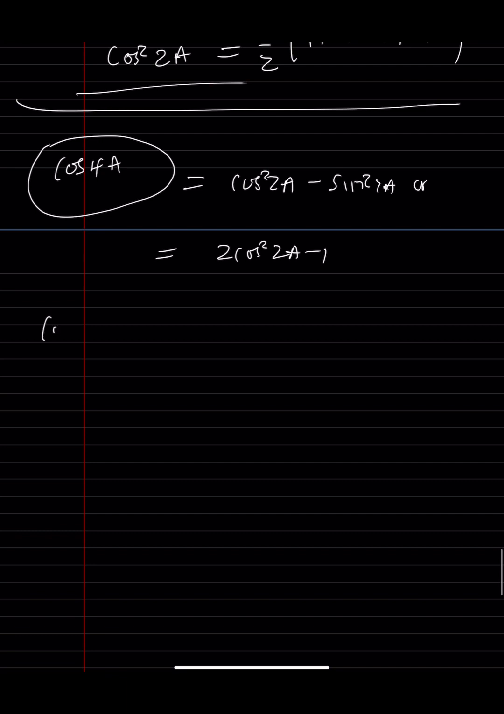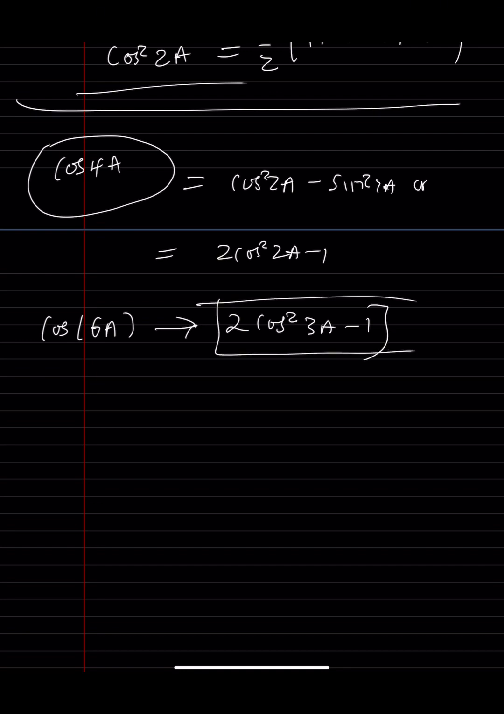You can also practice with cos 6A. What is the resultant answer that you're supposed to get? You can pause the video and try your hands on this. But based on this, you're supposed to get 2 cos square 3A minus 1. Just try your hand on it and see whether you can get this result.